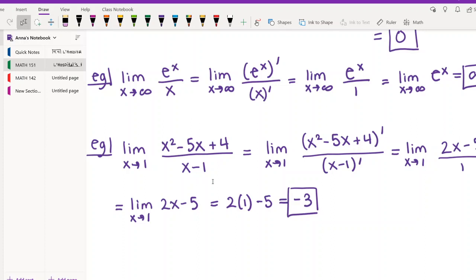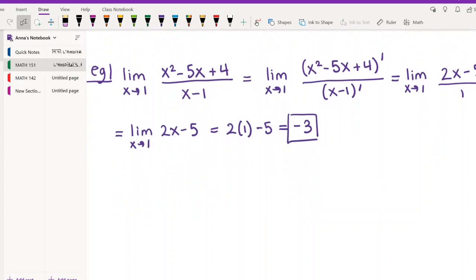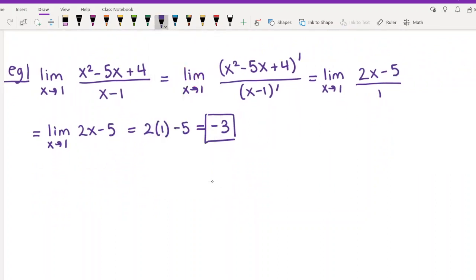Okay, I want to do a couple more examples. So let's do this one. The limit as x approaches 1 of ln of x over x minus 1. So first thing we want to check is, is this indeterminate? If we were to try to plug in 1, we would have ln of 1, which is 0, and x minus 1 would also give us 0. And so that tells us, okay, cool, we can use L'Hopital's rule here.